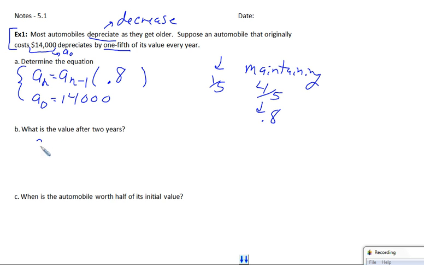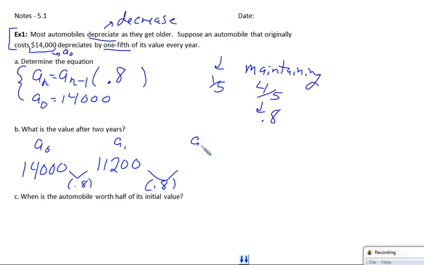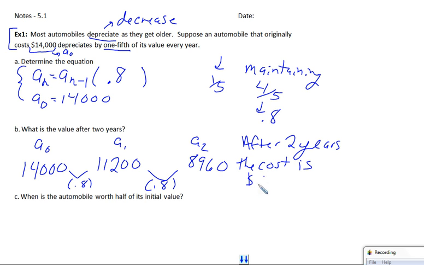So after 2 years, A sub 0 is our 14,000. Multiply that by 0.8 to get our first year. That should give us 11,200. And then do the same thing, multiply by 0.8. And our second year, you'll get 8,960. So after 2 years, the cost is $8,960. And yes, you need to write it in a sentence.